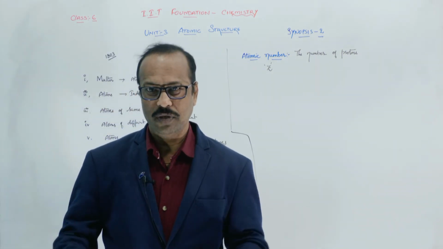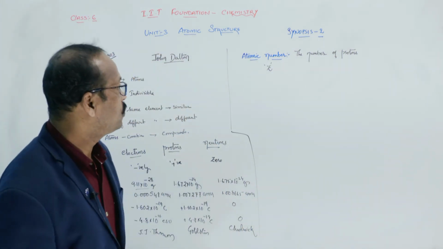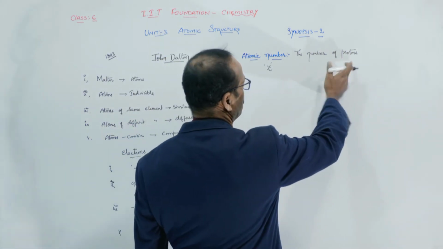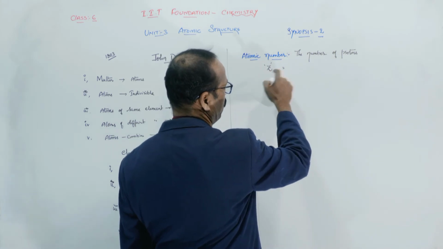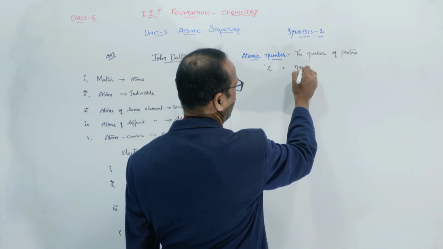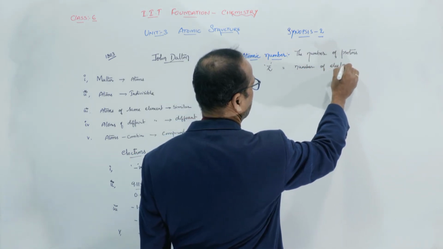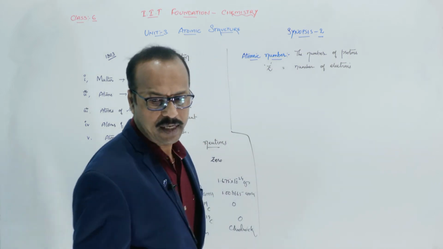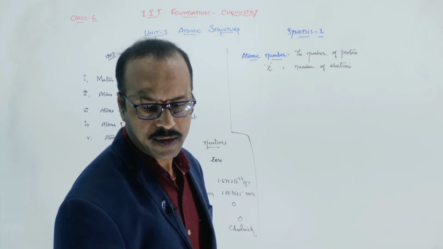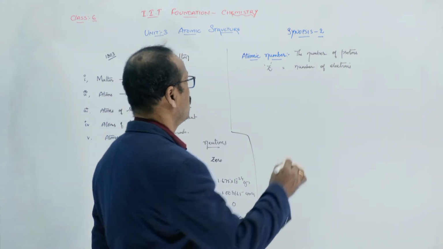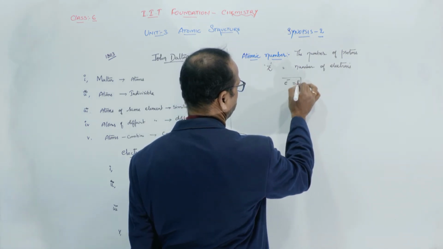And in a neutral atom, meaning atoms in the regular state with actually no charge, the number of protons is equal to the number of electrons. So Z is also equal to the number of electrons. In a neutral atom, the number of electrons and protons are the same. This you have to remember.